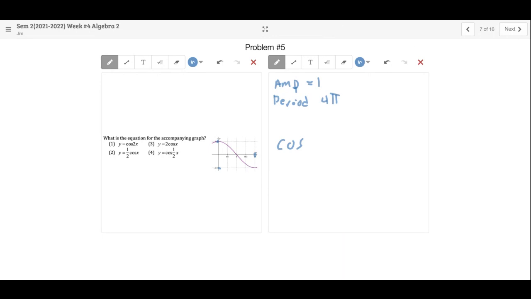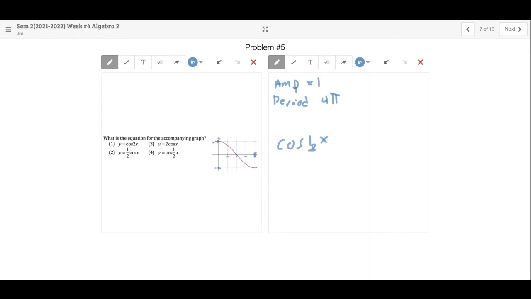So now, what's my b value? That's the question, because remember, my equation is going to be cosine of bx. The b value. What is my b value? 1/2.